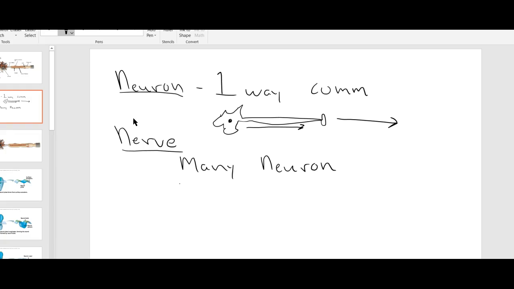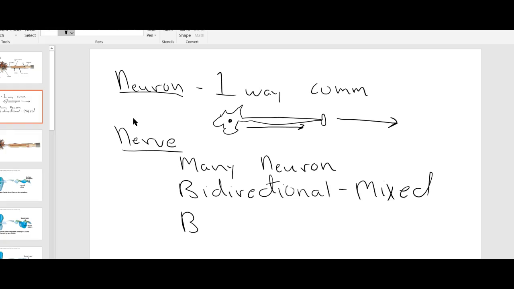So it is almost always bidirectional. Did I spell that right? Direction. Pretend that's a C. Channel. Which means, in terms of is it sensory or motor, it's mixed. So most nerves contain both sensory and motor neurons.